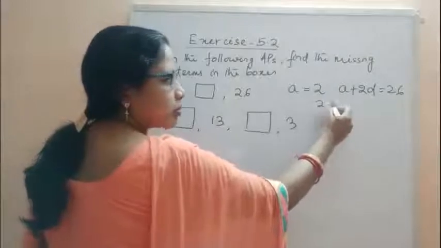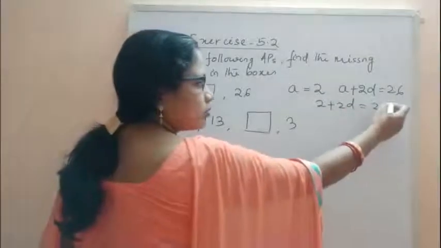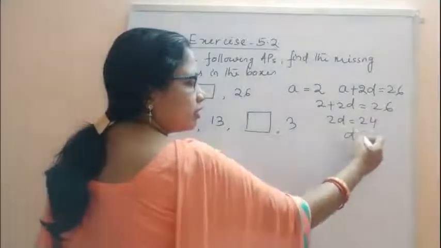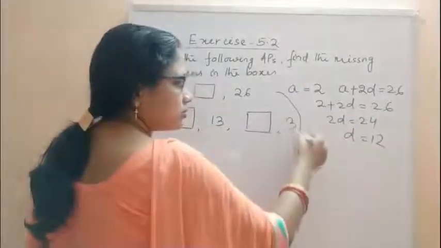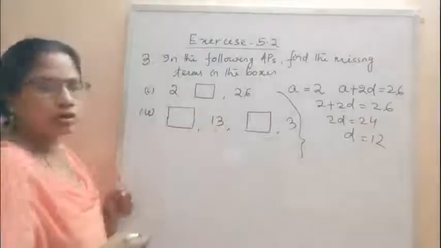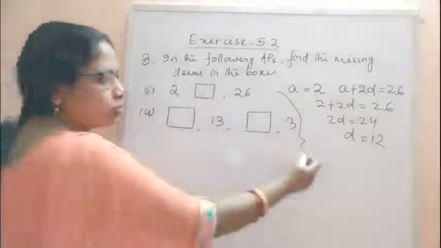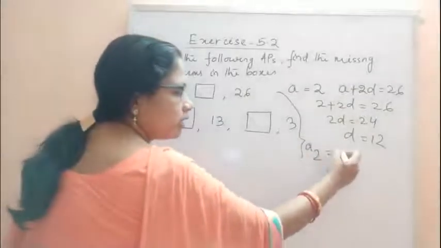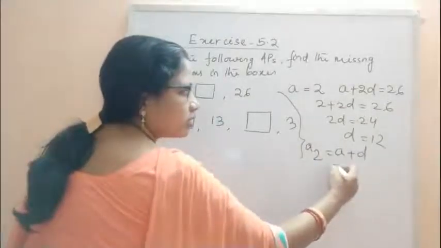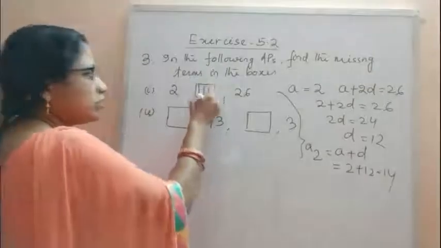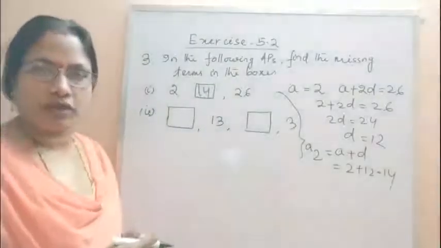So 2 plus 2d is equal to 26. So 2d is equal to 24, d is equal to 12. Our second term is a plus d. So the second term a2 is a plus d, that is equal to 2 plus 12, which is 14. So here the missing term is 14.